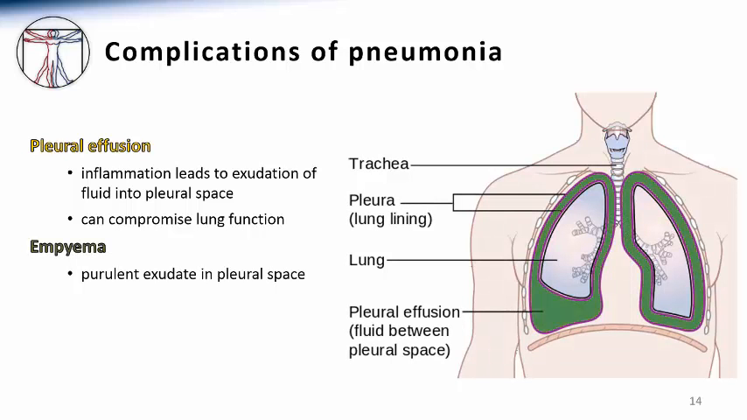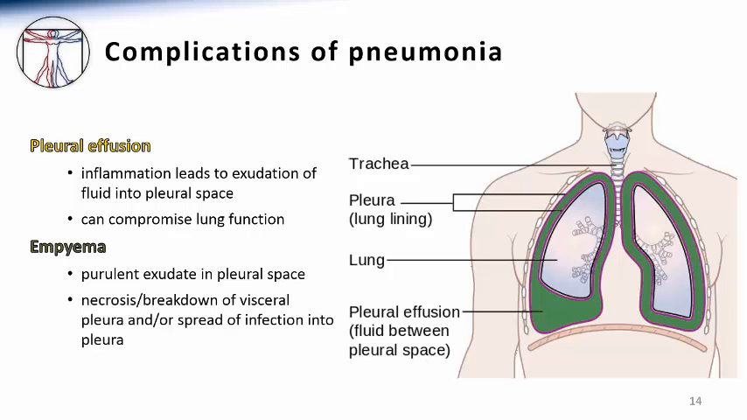If this effusion becomes infected or filled with purulent material, it's known as an empyema, and these often do not resolve on their own and must be drained to result in clinical cure. Again, there's often necrosis and breakdown of the pleura with spread of infection into this area. Long-term complications from this can include adhesions and lung fibrosis.